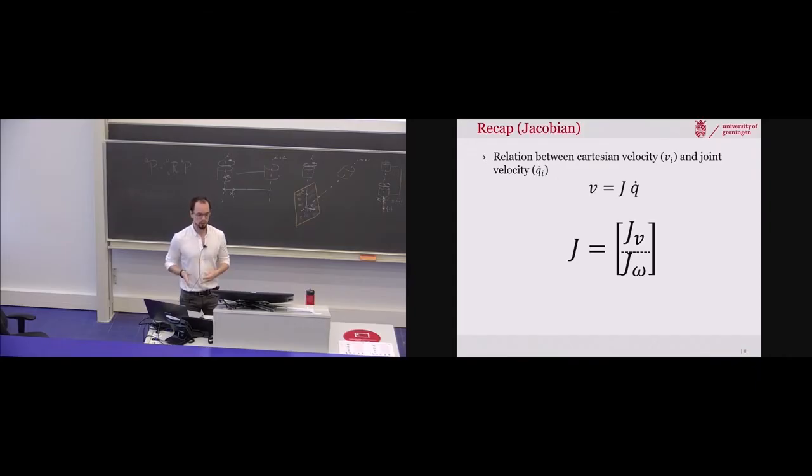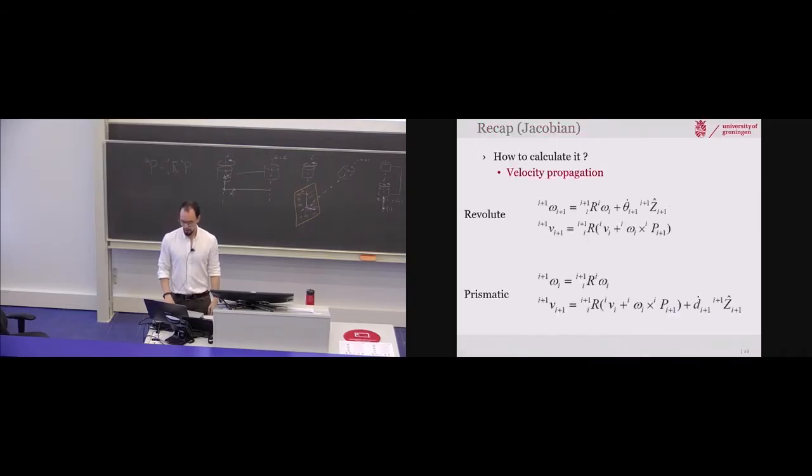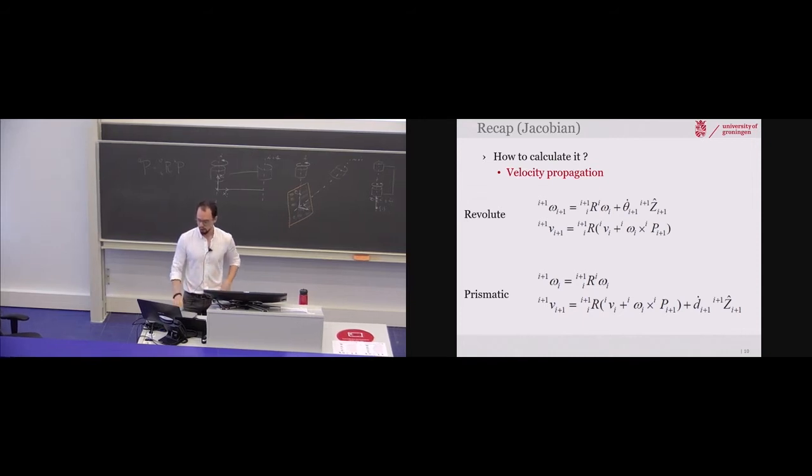Obviously, the linear and angular velocity are the ones associated with the end effector in this case. Okay? And one way to compute the Jacobian is the velocity propagation method. Basically, you have to propagate the velocity from frame 0 to the end effector by using these formulas over here. The first ones are for the revolute joint, the other ones are for the prismatic joint.